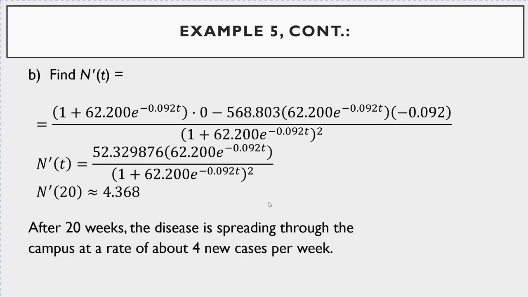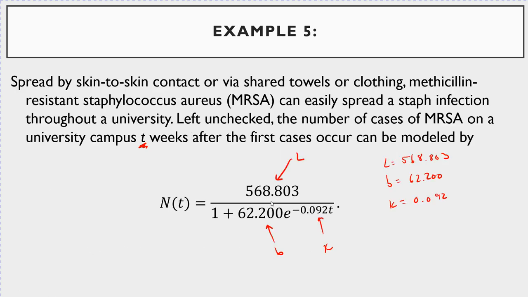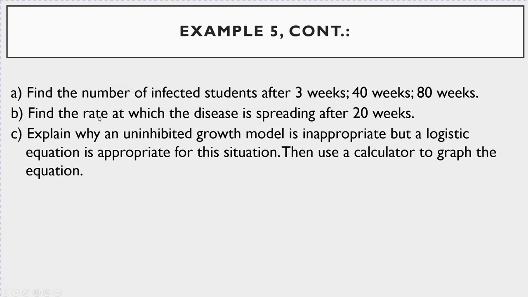All right, so the next question here says find the rate. When they ask you to find the rate here, they're asking you to find the derivative. The disease is spreading after 20 weeks, so they want you to find N prime of t and then just plug 20 in. That's what they're asking you for this one here.